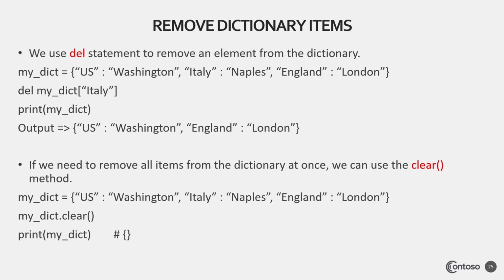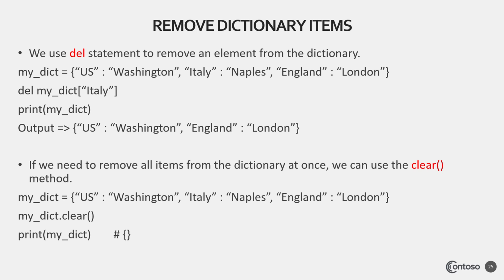Remove dictionary items. We use the del statement to remove an element from the dictionary. To delete an element, we use del my dict with square brackets, and in the square brackets we give the key. When we print, the key and its value pair are removed from the dictionary, and the remaining items are printed as the output.